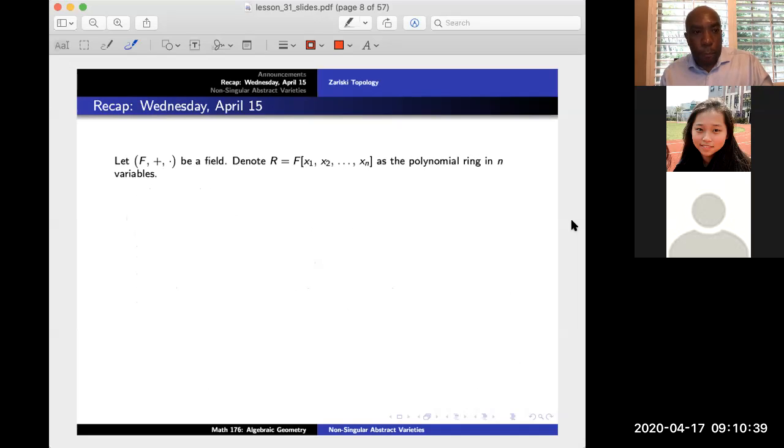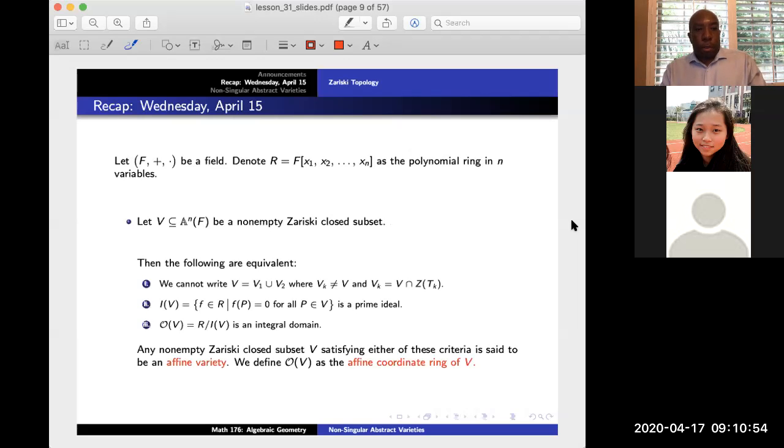Okay, so a quick recap from Wednesday. There were really two key ideas. Let me fix the following notation. F will be a field, and R will be the polynomial ring in n variables over this field. So first, we used some equivalent statements to define the idea of an affine variety.